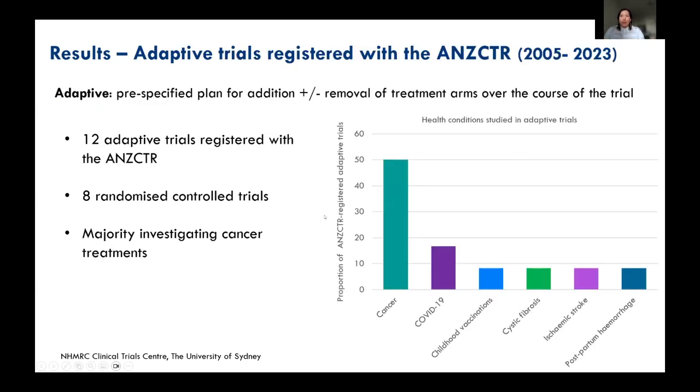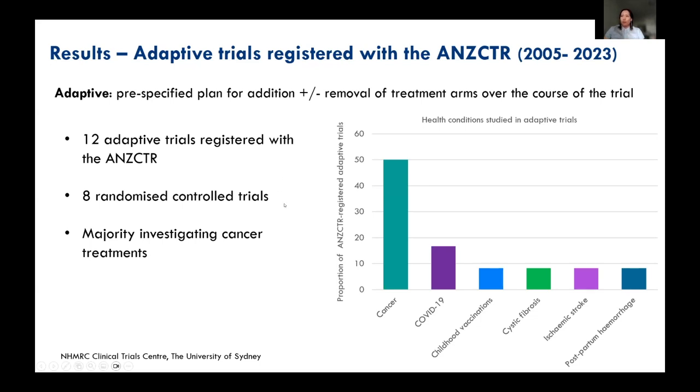So, referring back to our criteria that an adaptive trial is one with a pre-specified plan for the addition and or removal of treatment arms over the course of the trial, from our searches, we identified 12 adaptive trials that had been registered with the ANZCTR throughout this time period. And you may be thinking that it seems like a fairly small number, but this actually eventuated into multiple registration records, and I will go through that shortly.